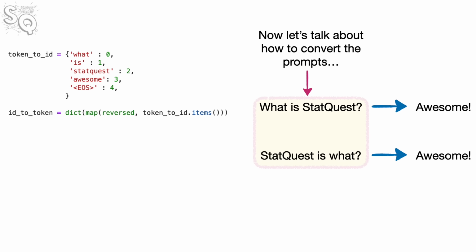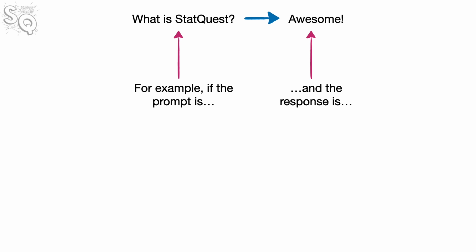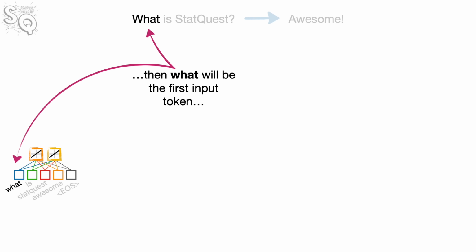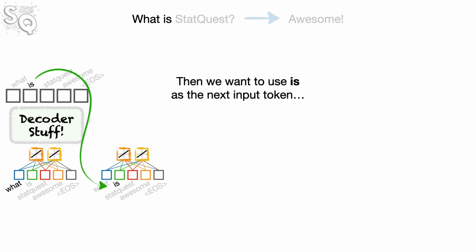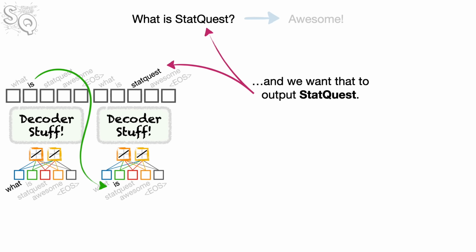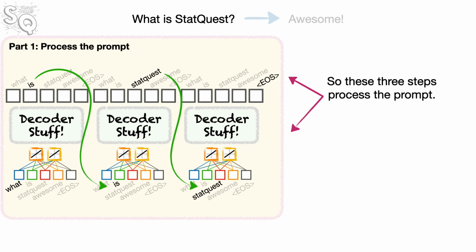Now let's talk about how to convert the prompts and the responses into a dataset. For example, if the prompt is, what is StatQuest? And the response is, awesome, then what will be the first input token? And ideally, since we want each token to generate what comes next, the first output token will be is. Then we want to use is as the next input token. And we want that to output StatQuest. Then we want StatQuest to output EOS to signify that we are done processing the input. So these three steps process the prompt.